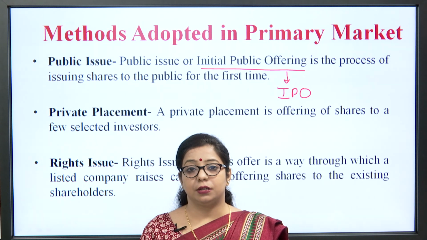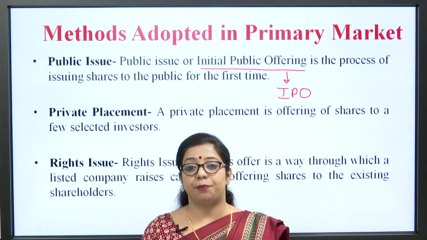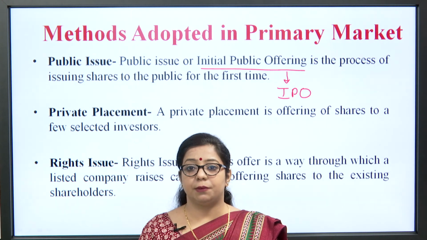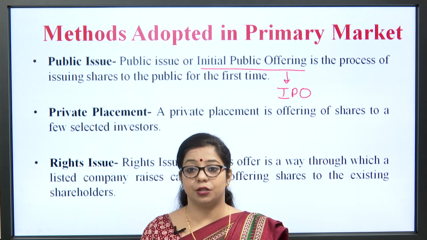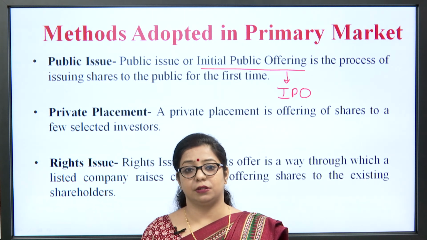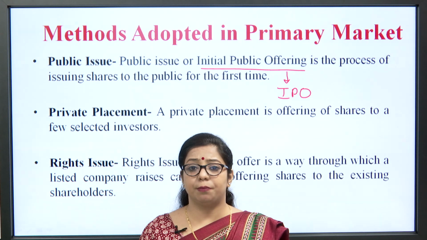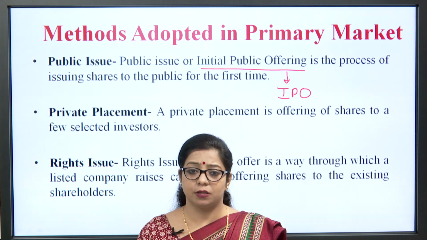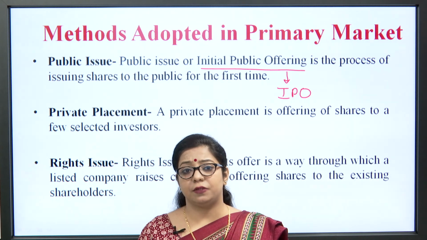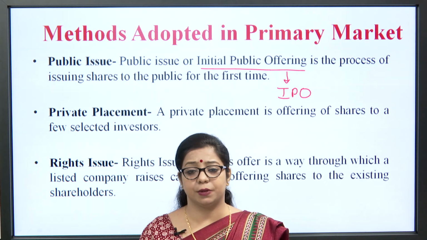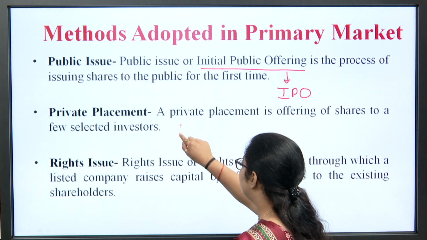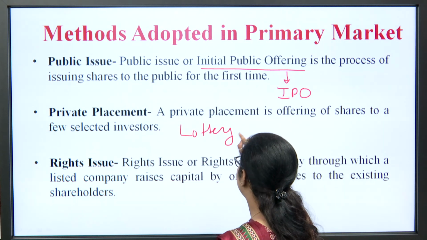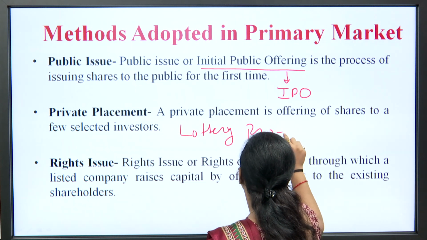The next method adopted in the primary market is private placement. Private placement is an offering of shares to a very few selected investors. The general public will be excluded from these private placements. Only some select investors will get an opportunity to have a private placement, and this can also be done through lottery or on a pro rata basis.